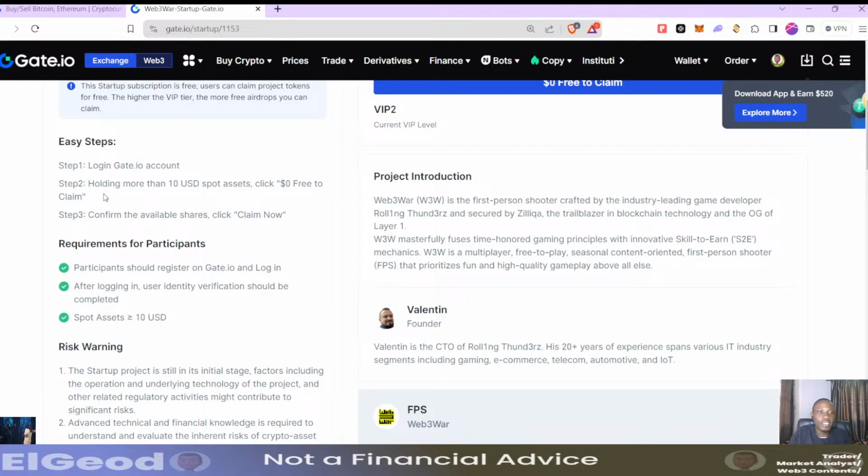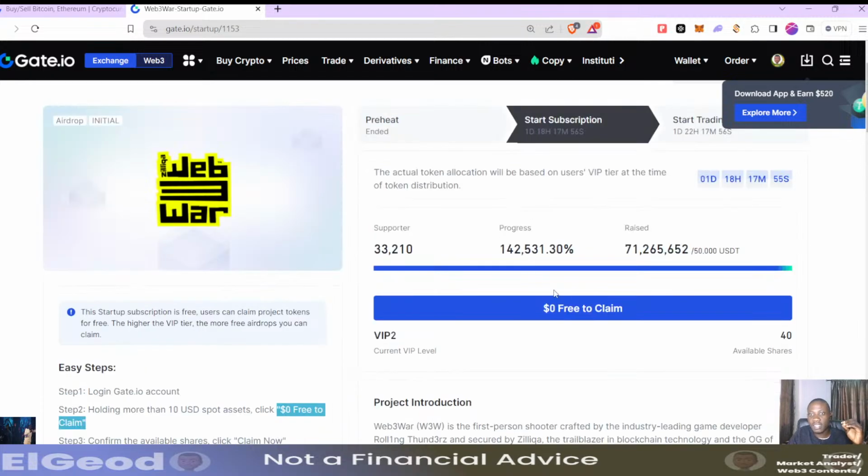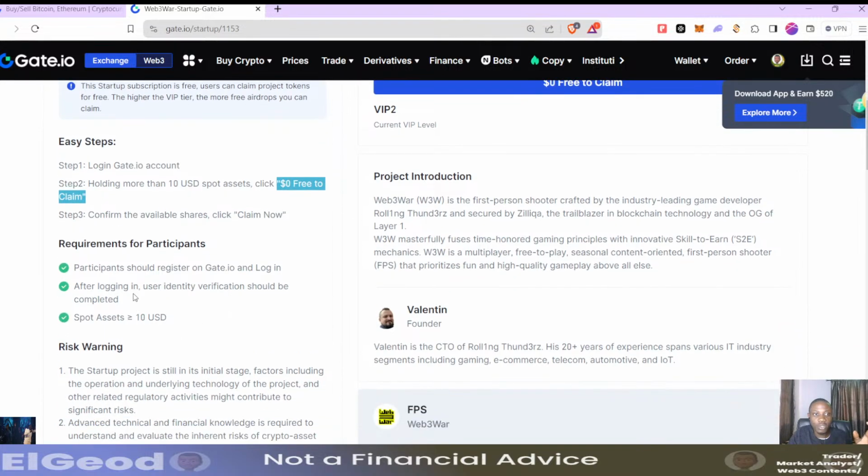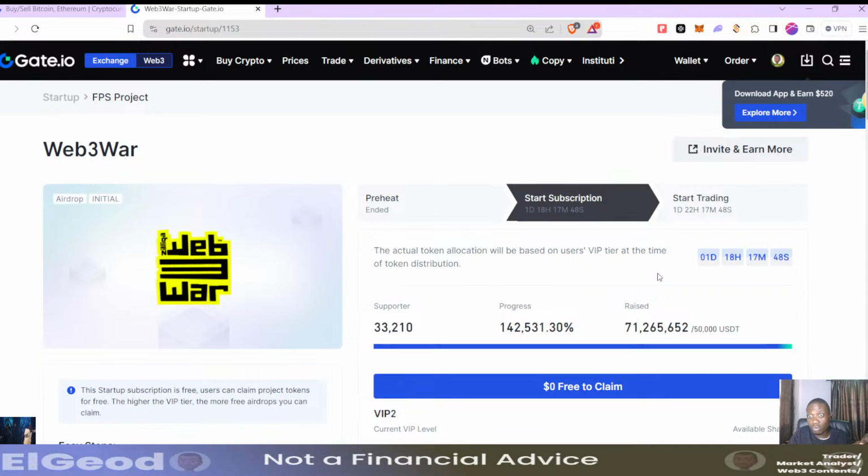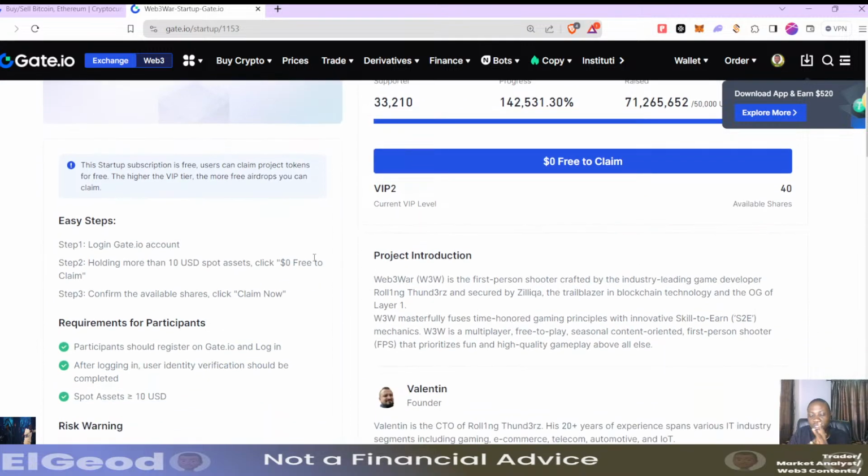Simple. Now the truth is this: once you've logged in to get this airdrop, you must have logged onto Gate. You are holding assets of more than $10 on spot, right? $10 on spot, and of course you can simply click on $0 free to claim. This is it, $0 free to claim. Now you have all three requirements ticked for me, and more so, I am on VIP 2, meaning that I am of a higher tier level. Now, the higher your VIP, of course, the more likelihood that you would get the claim.